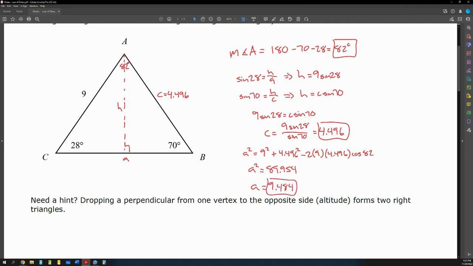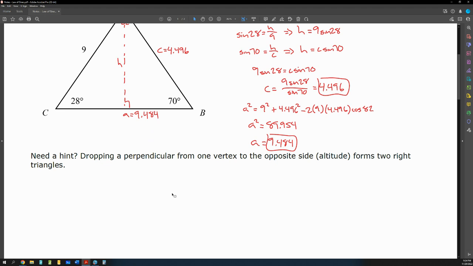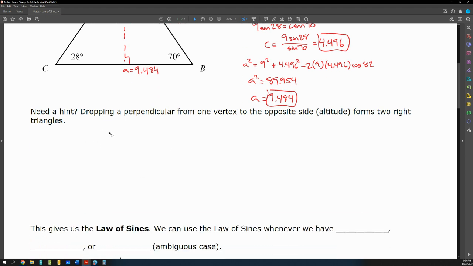All right. So now we've solved the triangle. We found all the missing pieces here. And let's go ahead and label A as 9.484. If you had trouble with that, that's totally okay. We're about to discover an easier method for finding these quantities, and that's called the law of sines. I hope this hint was helpful.